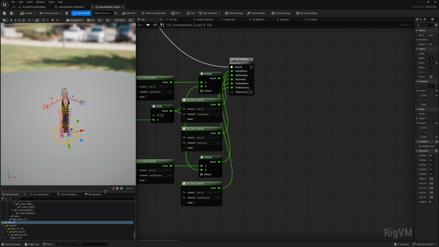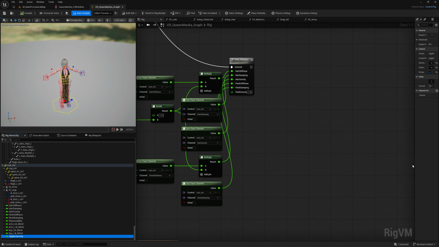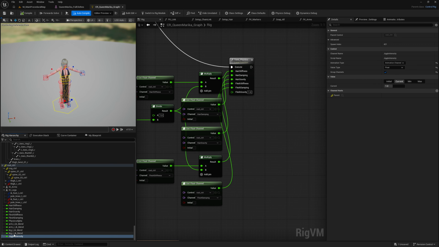None of it is baked in. It exposed the physics as rig variables, so this is jiggle intensity. One float scaling hair, breasts, and hips together. Drive it from an animation blueprint and push it from gameplay.